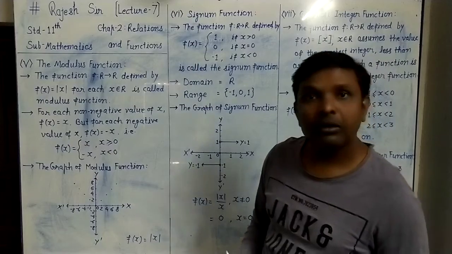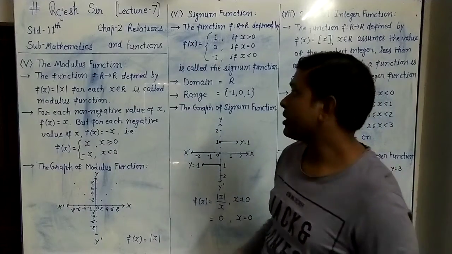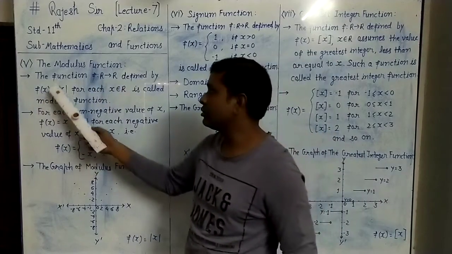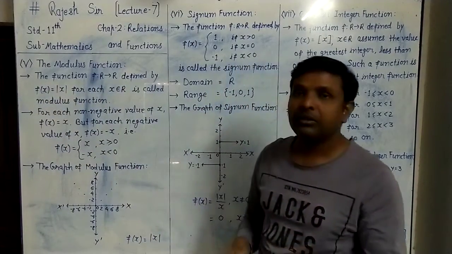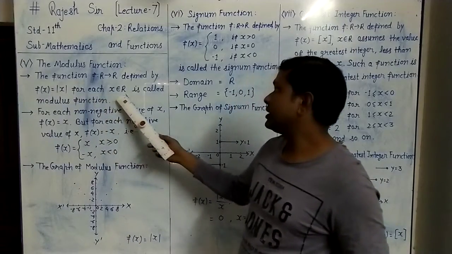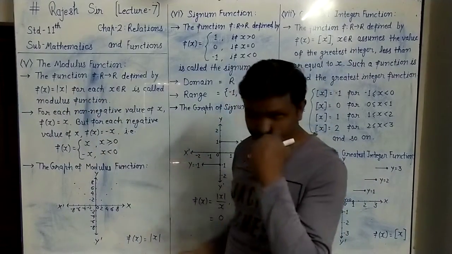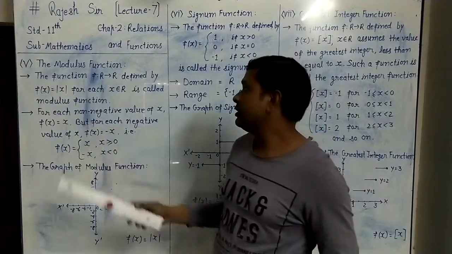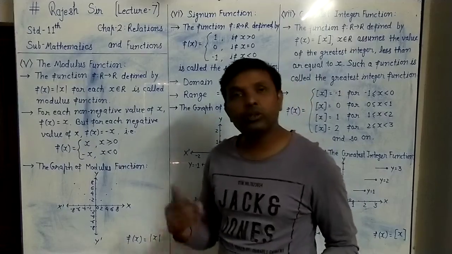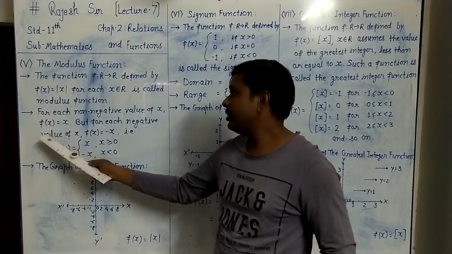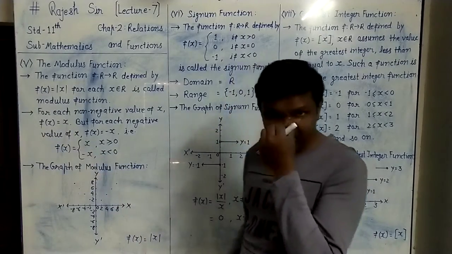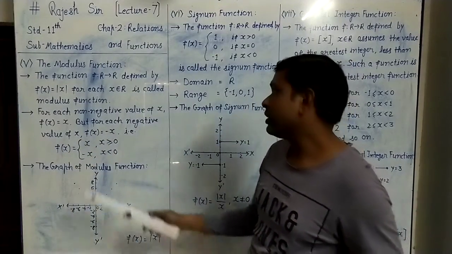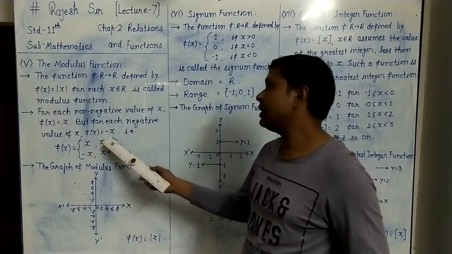We will define a modulus function. The function f from R to R defined by f(x) equals modulus x, for each x belongs to R, is called the modulus function. For each non-negative value of x, meaning x is positive or 0, the value of the function f(x) equals x. But for each negative value of x, the function's value f(x) equals minus x.